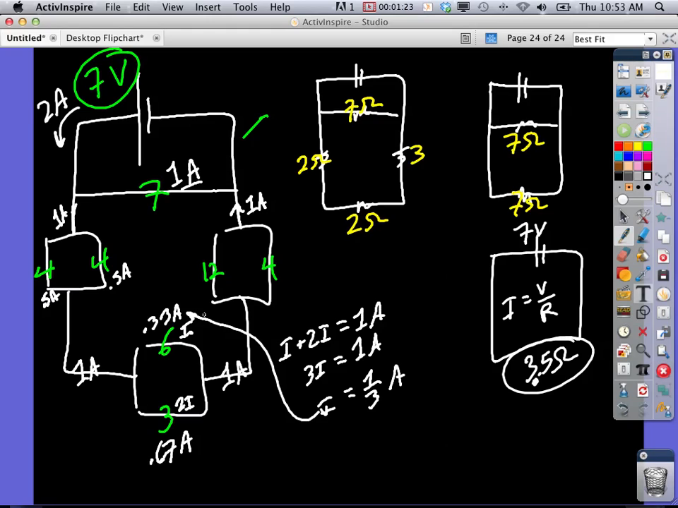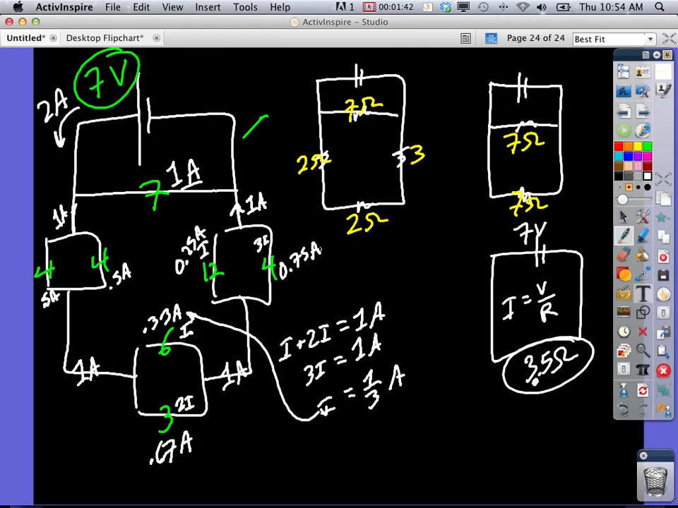Okay? Now this one, how many times bigger is 12 than 4? 3 times bigger. So if I do that, this is I. That means this is 3I. So that means 4I equals 1 amp. That becomes 0.25 amps, and this becomes 0.75 amps.